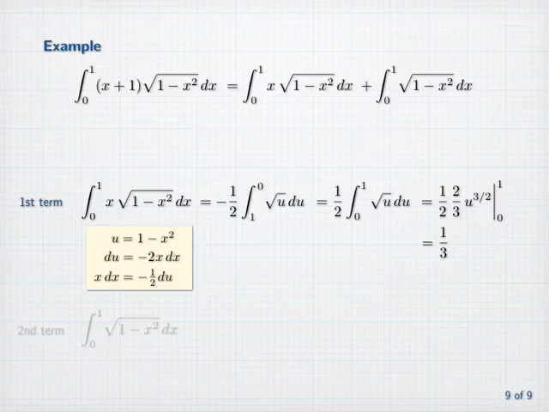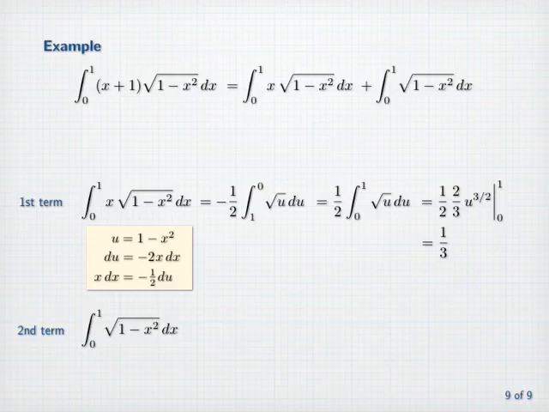Now for the second term, a simple u substitution is not going to be successful. The reason for that is that the quantity under the radical there has the differential minus 2x dx, but there is no x factor outside of the square root. So if we try the same substitution as we did on the first term, things are only going to get far more complicated. It turns out that it's very easy to evaluate this integral geometrically.